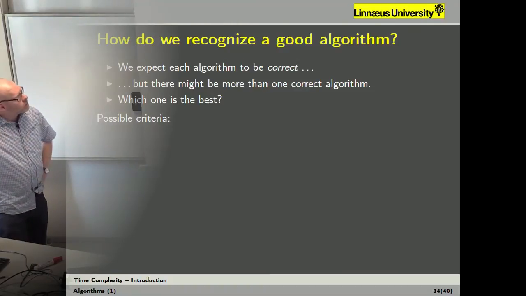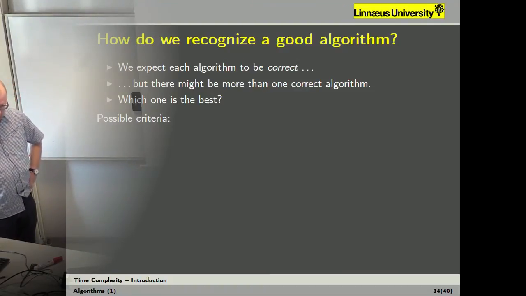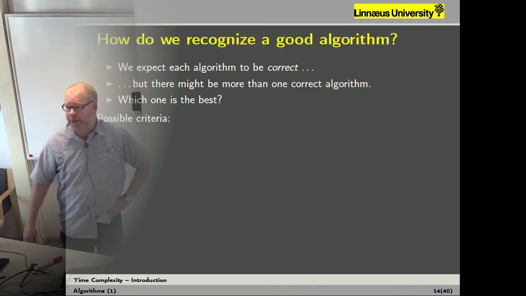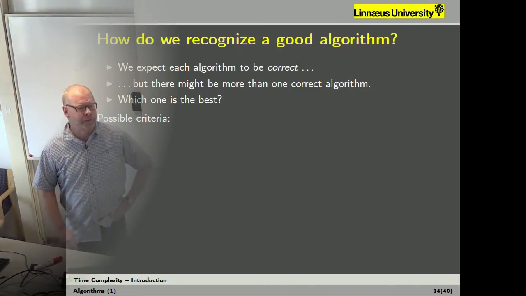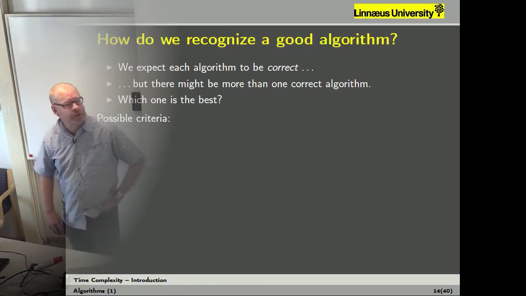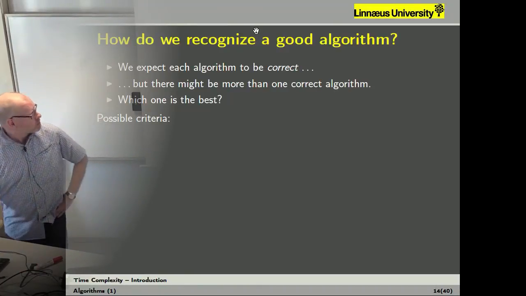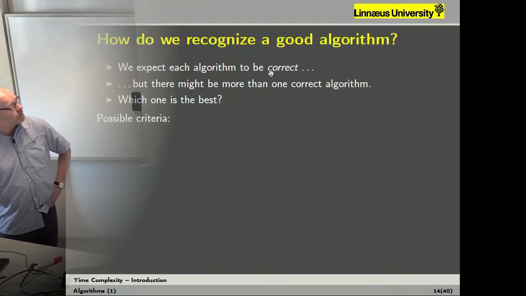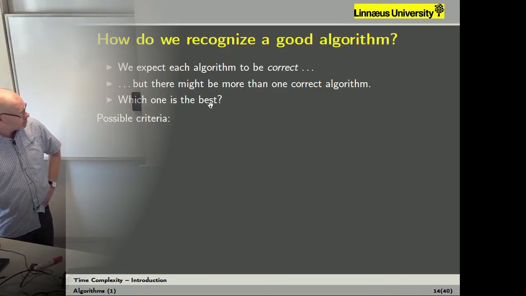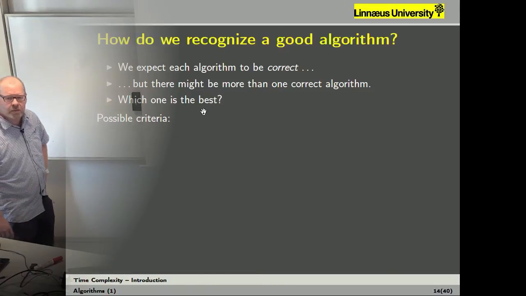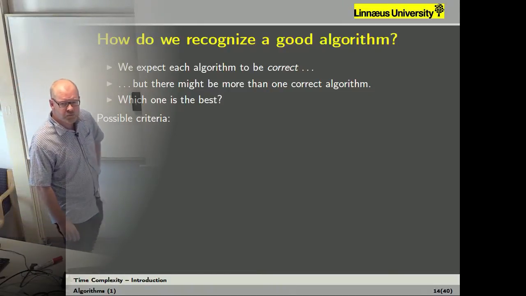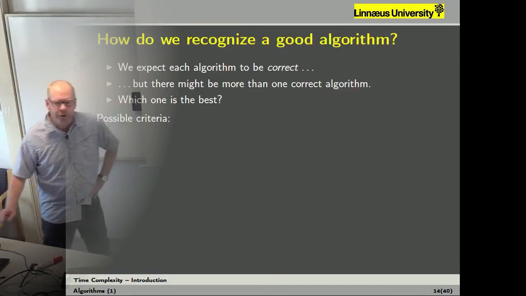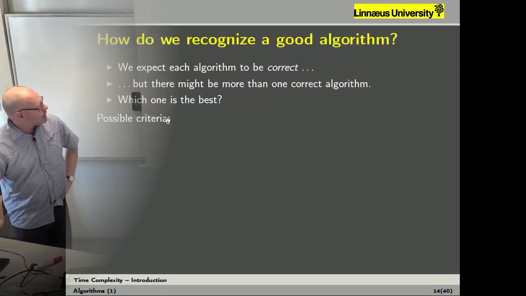How do we recognize a good algorithm? I can ask each one of you to write down an algorithm for sorting names. You would come up with a large variety of different sorting algorithms. How can we decide which one is the best one? We are assuming that all of them are correct, but can we say something more about which one is the best one? Time and computing efficiency. Time complexity, yeah, that's one.